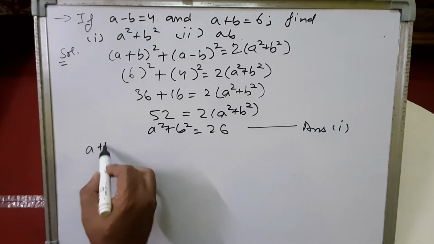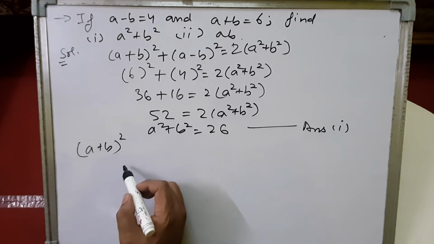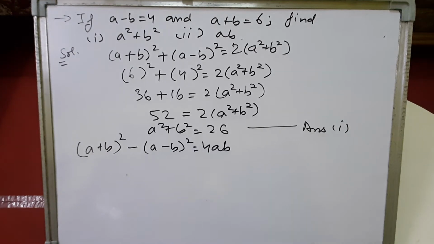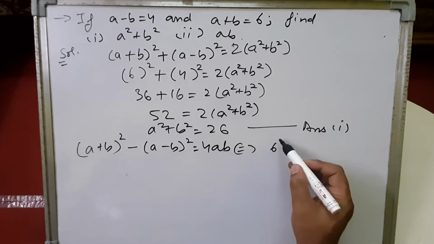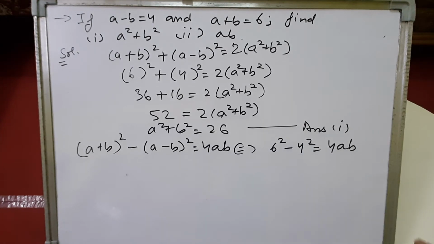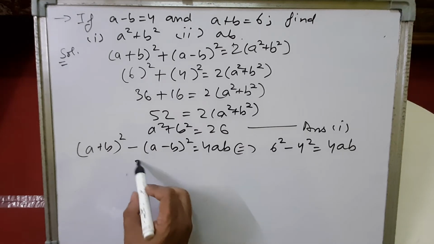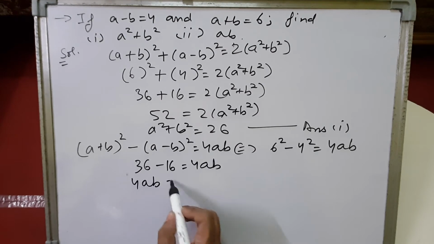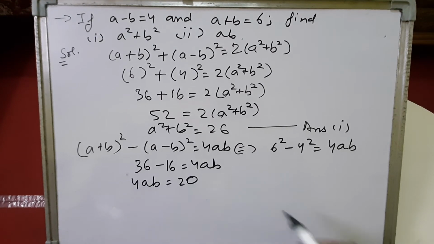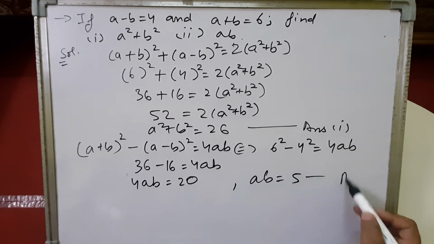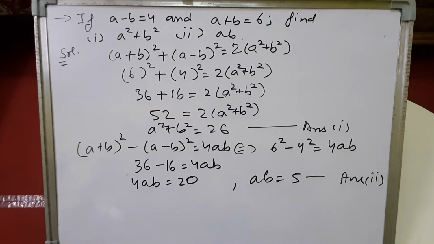Now again we are going to use the formula a plus b to the whole square minus a minus b to the whole square equals 4ab. So when we substitute the values here, we'll get 6 square minus 4 square equals 4ab. Alright, so 6 square is 36 minus 16 equals 4ab. So the value of 4ab will be obtained as 20. So from here we can say that ab will be 5, 20 upon 4 will be 5. So this is your answer 2. Alright children, please note down the solution.